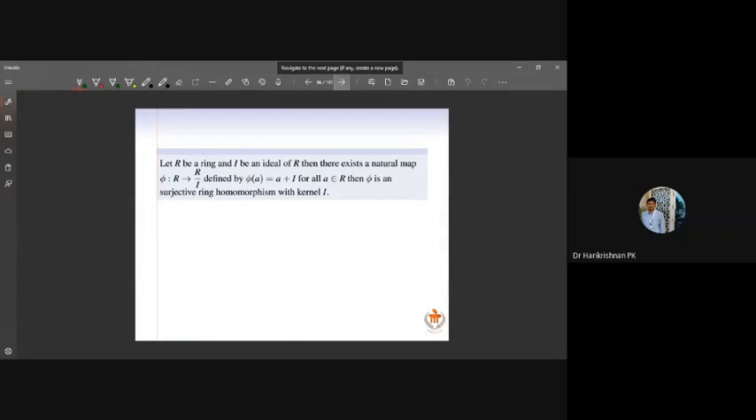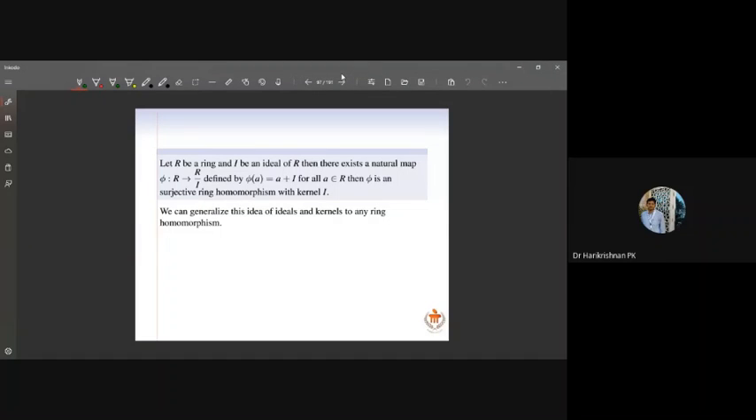So once we have a quotient ring, we can easily construct a natural homomorphism between the ring and the quotient ring. For that, you take a ring R and I an ideal of R. Then we can find a natural mapping from R to R by I. You take an element A in R, it goes to the corresponding A plus I. Then you can see that that mapping is not only a homomorphism, it is an onto homomorphism. And with what additional information? If you calculate the kernel of that homomorphism, it will be nothing but the ideal. So what you are getting from this is that there is a natural homomorphism between the ring and the quotient ring, such that it is onto, and the kernel of that homomorphism is nothing but the corresponding ideal.